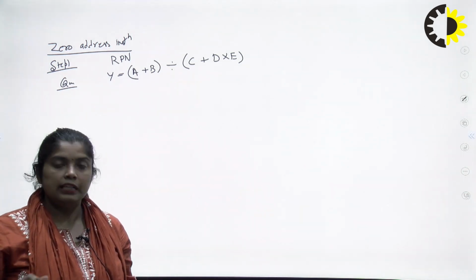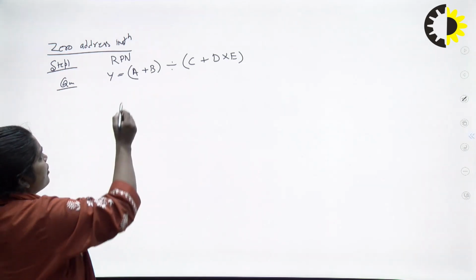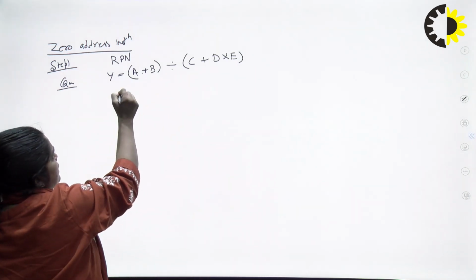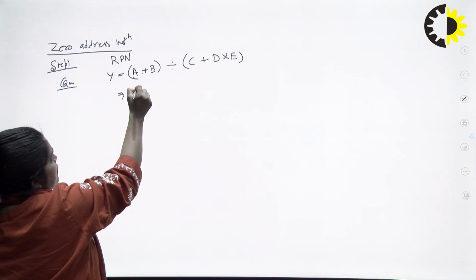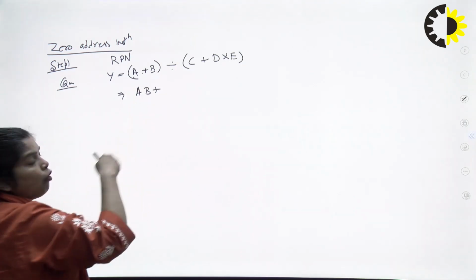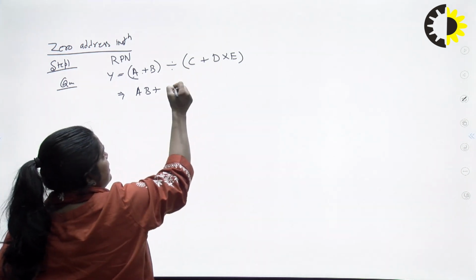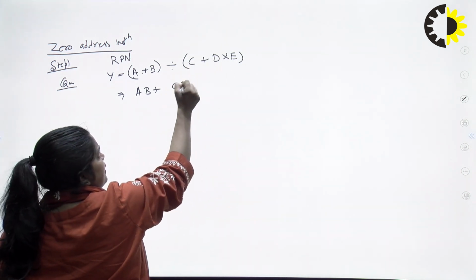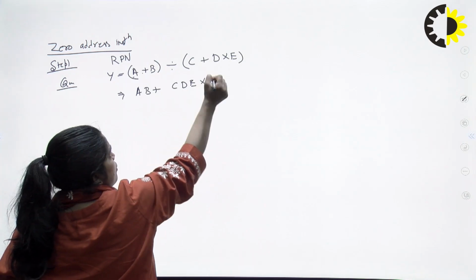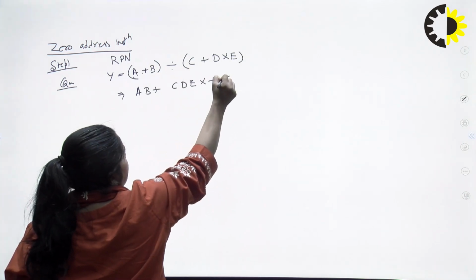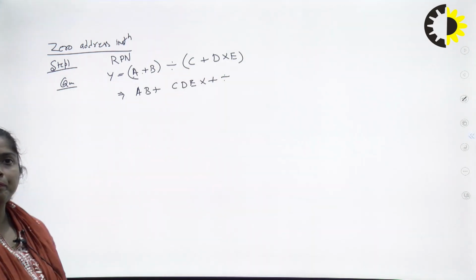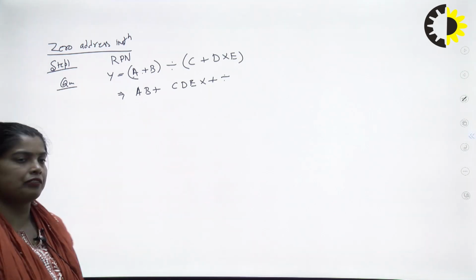order traversal. In a post order traversal, what is going to happen? That means for A plus B, it is A, B, and the opcode will be at the last. Now C, D, E first, then multiply, then plus, and then divide. This is the RPN of this zero address instruction.